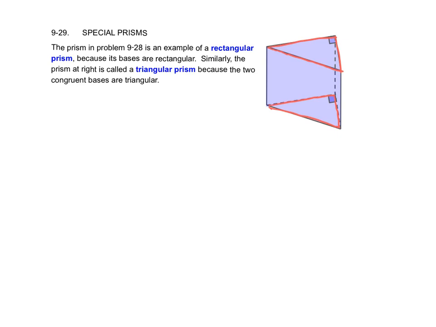Now notice that most of the time when you see the dotted lines, those are lines that would be hidden from a normal view because they're behind other parts of the prism.